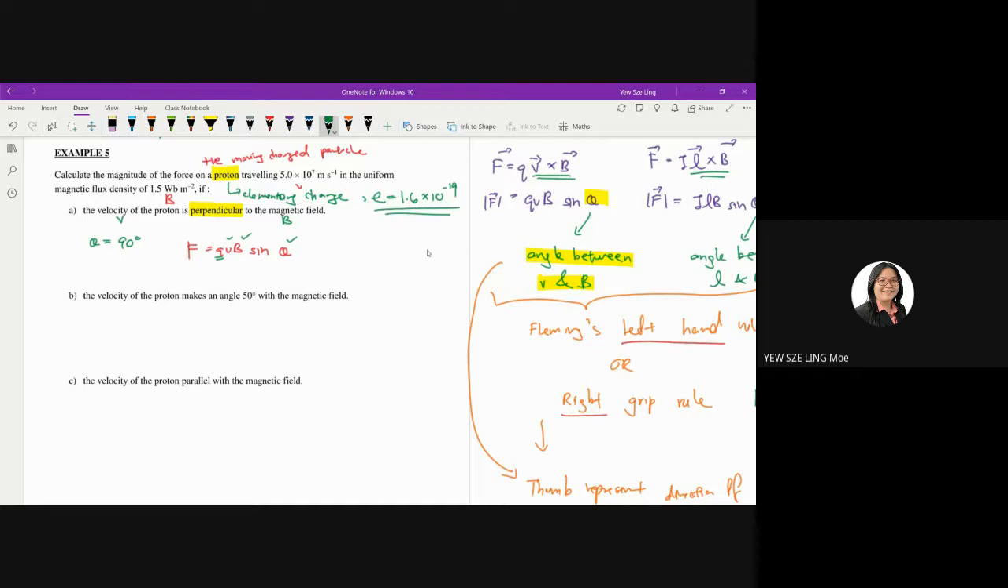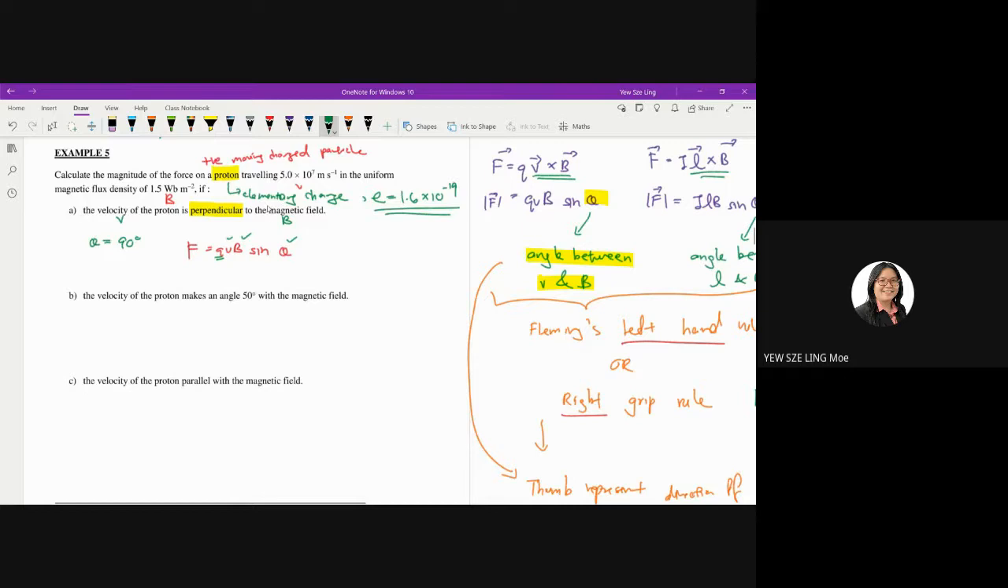Whenever you have a proton or an electron, the charge is given in the list of constants under the term elementary charge. So don't go looking in the list of constants for proton or electron. You won't find those two terms in your list of constants. It will just mention elementary charge. So e is equal to 1.6 times 10 to the power of negative 19, given.